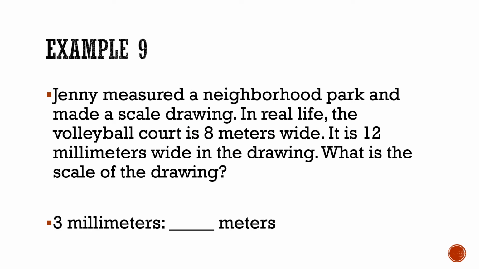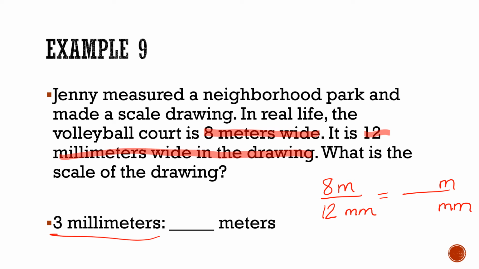Jenny measured a neighborhood park and made a scale drawing. In real life, the volleyball court is 8 meters wide. It is 12 millimeters wide in the drawing. So what is the scale of the drawing? Okay, so we're going to go ahead and set up our ratio, 8 meters to 12 millimeters. And it gives us the 3 millimeters to fill in. So we went from 12 down to 3 by dividing by 4. So we'll do the same on the top. And 8 divided by 4 gives us 2 meters.